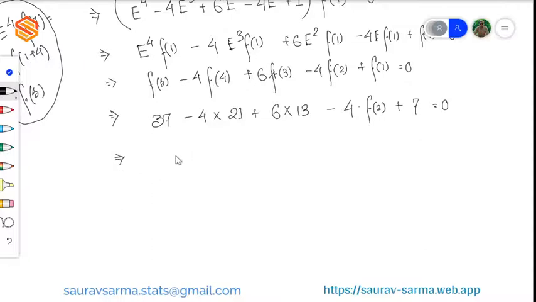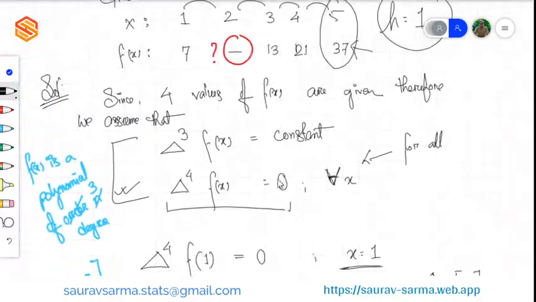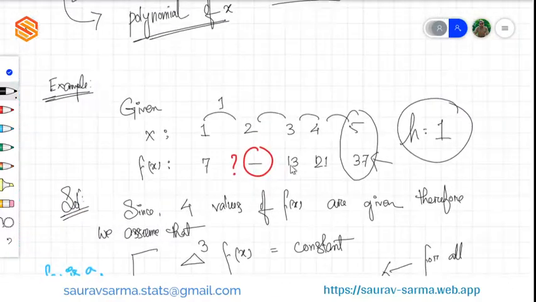So simplifying all this, what do we get? 4 times f of 2 is equal to, if we take this to the right hand side, we will get 48. So this implies f of 2 is equal to 12. So this is how we find out a missing value. So let's rewind. I am rewinding the whole process once more.